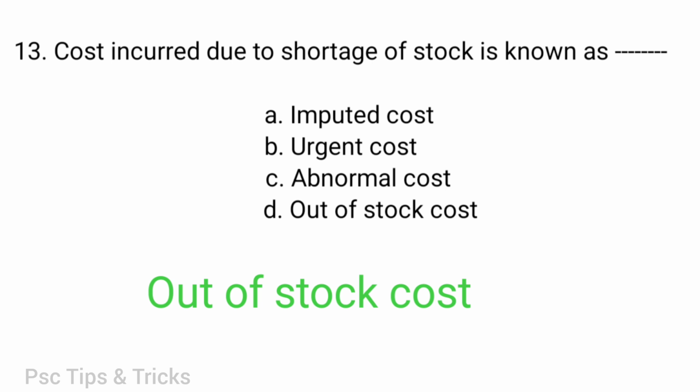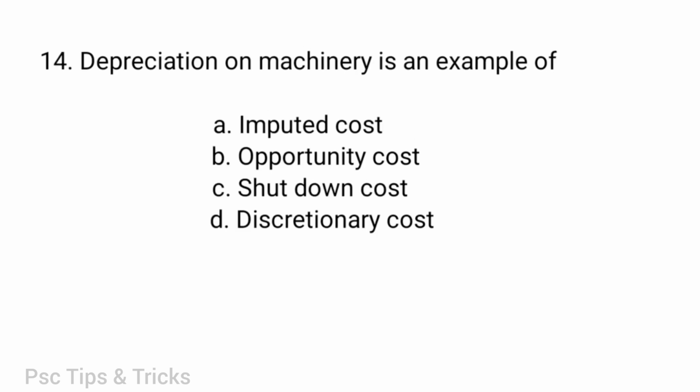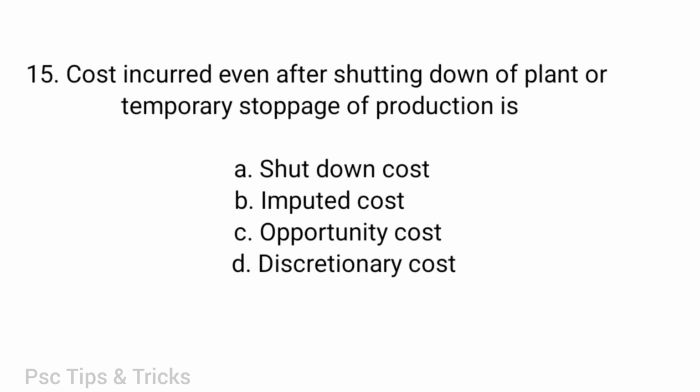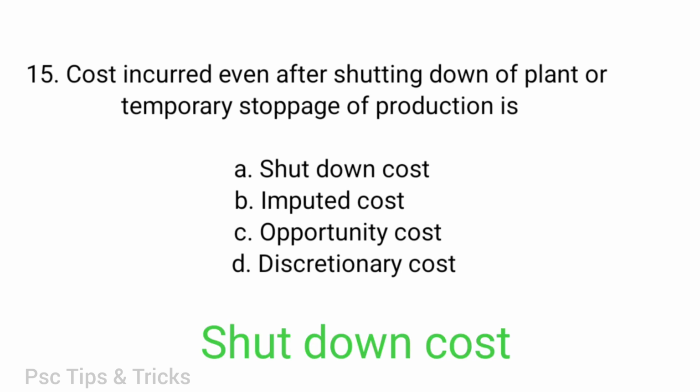Out of stock cost. Depreciation on machinery is an example of imputed cost, opportunity cost, shutdown cost, discretionary cost. Shutdown cost. Cost incurred even after shutting down of plant or temporary stoppage of production is shutdown cost, imputed cost, opportunity cost, discretionary cost. Shutdown cost.